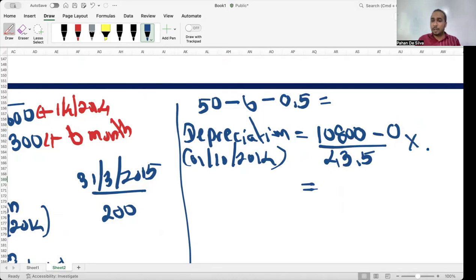To get it for 1 month, you have to divide this by 12. And to get it for 6 months, you have to multiply this by 6. So 10,800 divided by 43.5 multiplied by 6 divided by 12 means it is something like, I will round it up, 124. Something like 124.